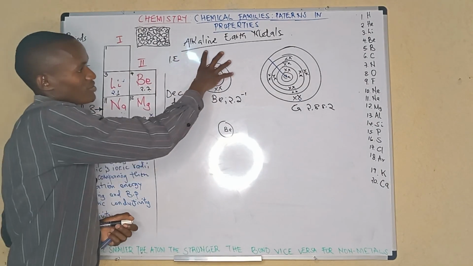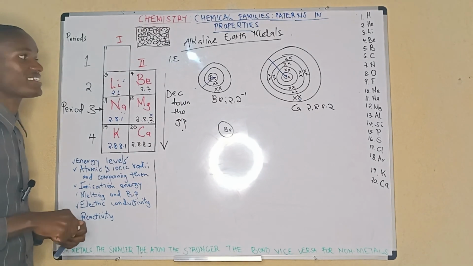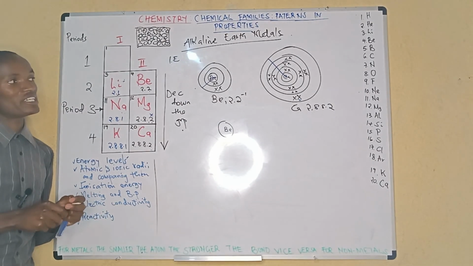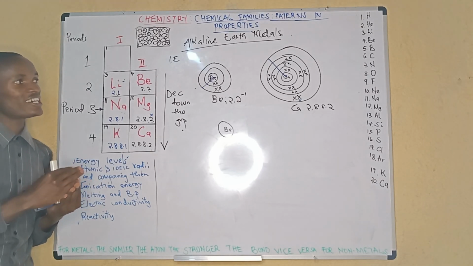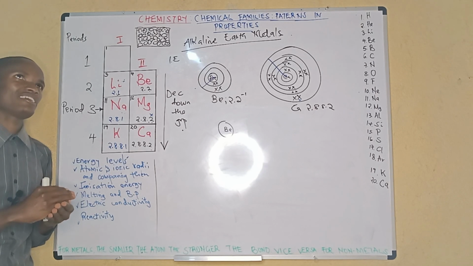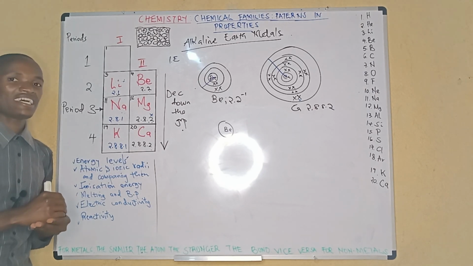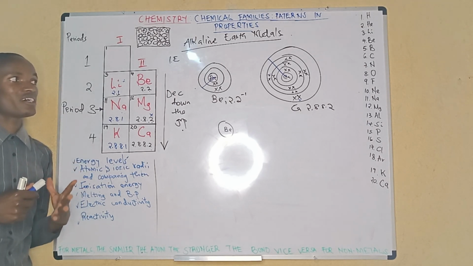We have said that this one is stronger than this one. So we can ask ourselves, which one requires more energy for it to break when heated? The energy now will be from heating. When you're heating them, which one will require more energy? Is it beryllium or is it calcium? Definitely the answer will be beryllium because it forms strong metallic bonds.